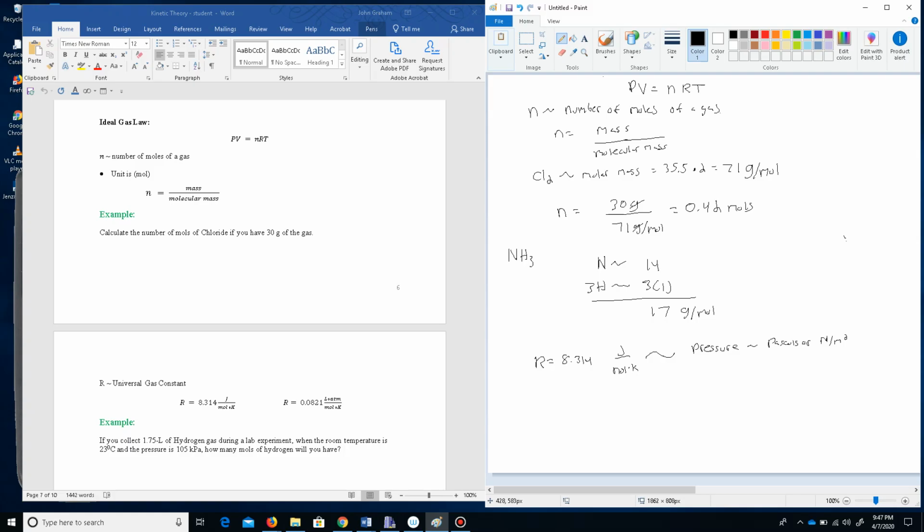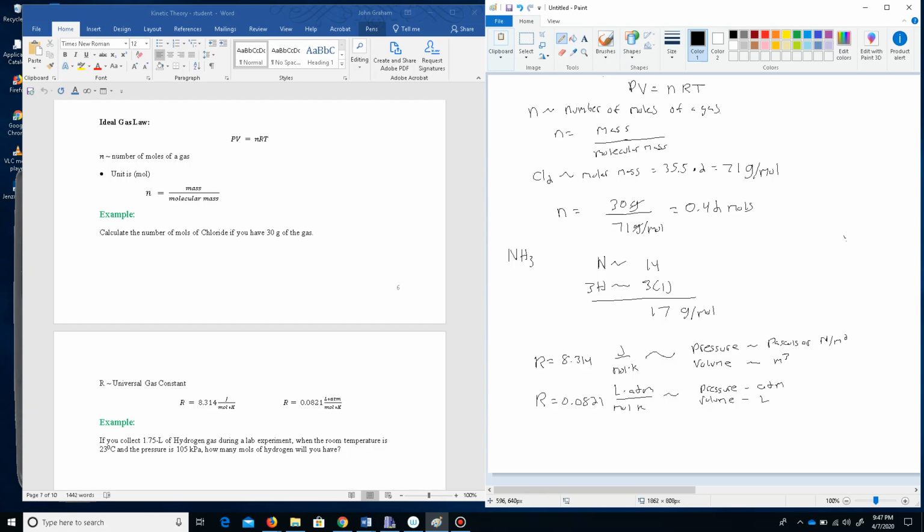And then the volume is in meters cubed, or something we can get into meters cubed. Like, I mean, we can get anything into meters cubed, but like centimeters cubed, we can easily convert that to this. When R is 0.0821, we have liters and atm. Okay, so volume would be in liters, and pressure is in atm.